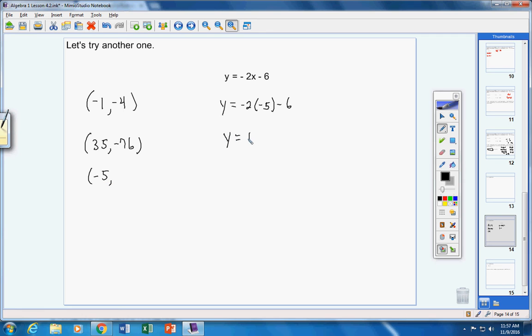Negative times a negative is positive 10. You have $10. You owe me 6. Pay off your debt, and you have 4 to the good. Positive 4. Okay? And trust me, let's do this really quick, okay?